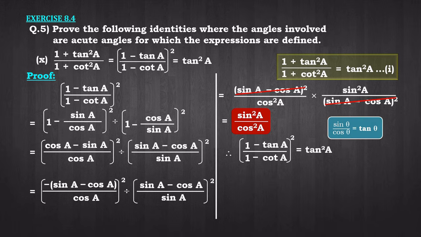From the first result and the second result, (1 + tan²A) upon (1 + cot²A) is equal to ((1 − tan A) upon (1 − cot A))² and is equal to tan²A.